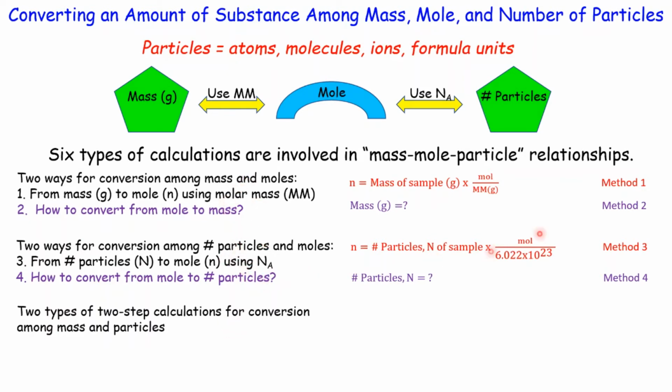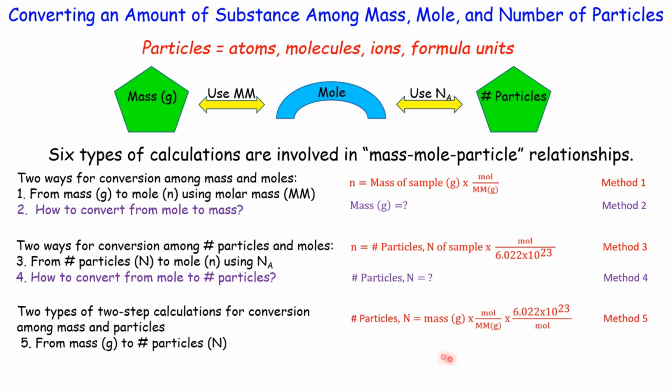Now, we have two-step calculations. All of those 4 methods, they are just 1 step. But you see, in order really to use the bridge of mole, actually you can conduct 2 steps. Step 1, step 2, or step 1, step 2. 2-step conversions or dimensional analysis. Now from mass to particles. Obviously, from mass to particles, first you convert from mass to mole. That's step number 1. Then from mole to particles.